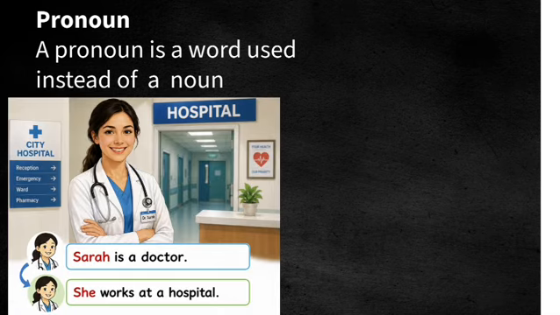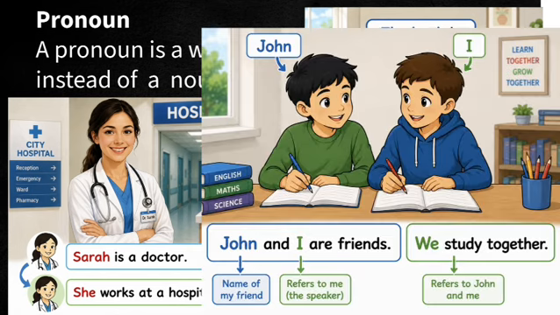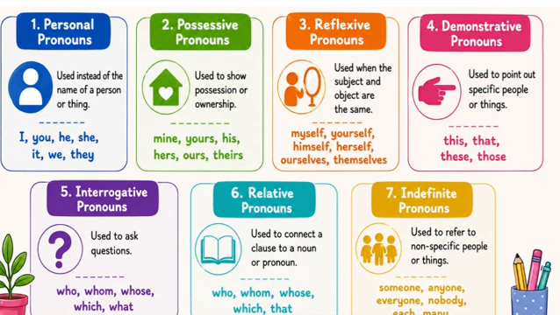Examples: Sarah is a doctor. She works at a hospital. The book is on the table. It is new. John and I are friends. We study together. Did you know there are 7 main types of pronouns in English?